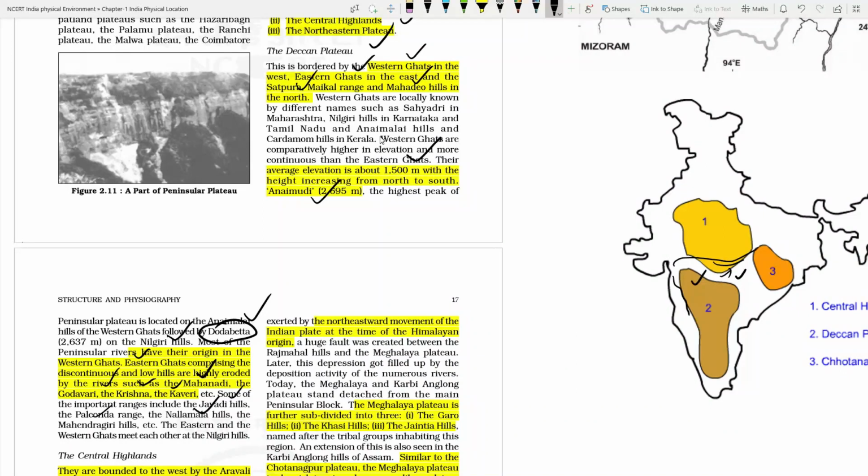We have already seen those things. So you can see the second part, the Deccan hills, has its importance because it is rich in the resources also, it is rich in the biodiversity also. The Central Highland, the first one, this one, what is the importance of this Central Highland?